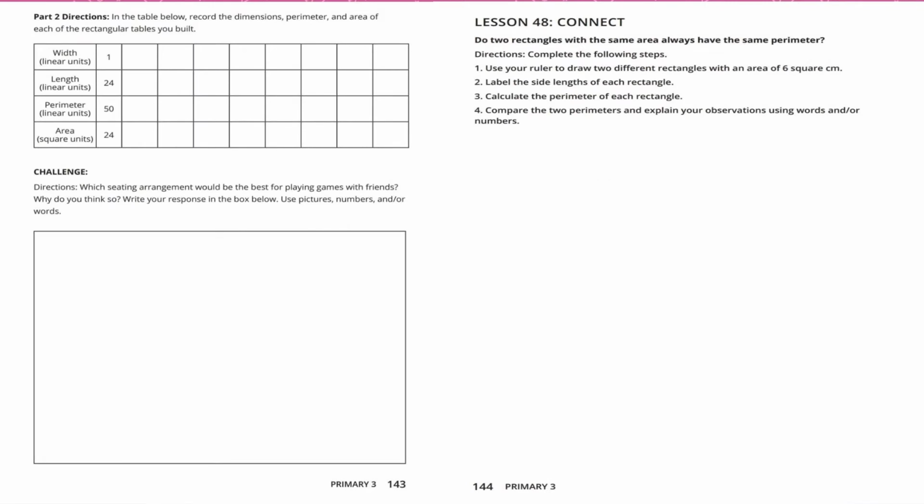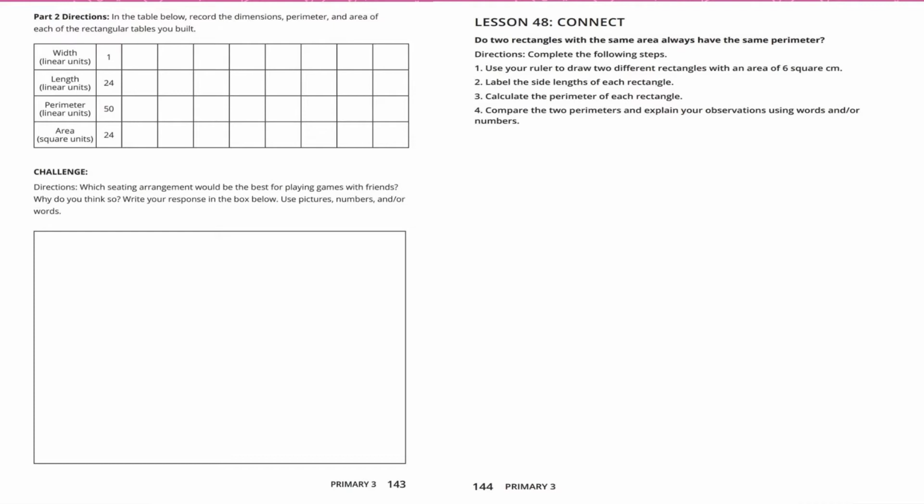Now he wants me to record the dimensions, perimeter, and area for each rectangular table. The first rectangular table, he gave me 1 times 24 equals the area 24, and the perimeter will be, we will add them 2 times, 1 plus 1 plus 24 plus 24, as we did.